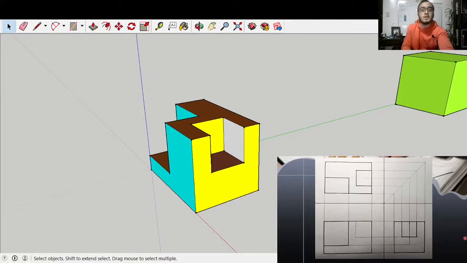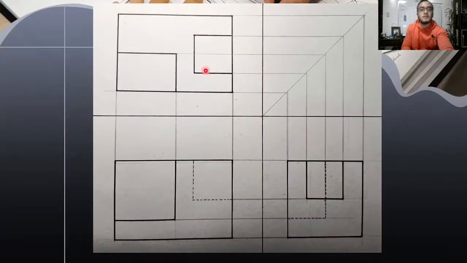So, palaki lang natin. Oh. This is what its orthographic view would look like. I mean, this would be the orthographic drawing. That is the idea behind orthographic views.